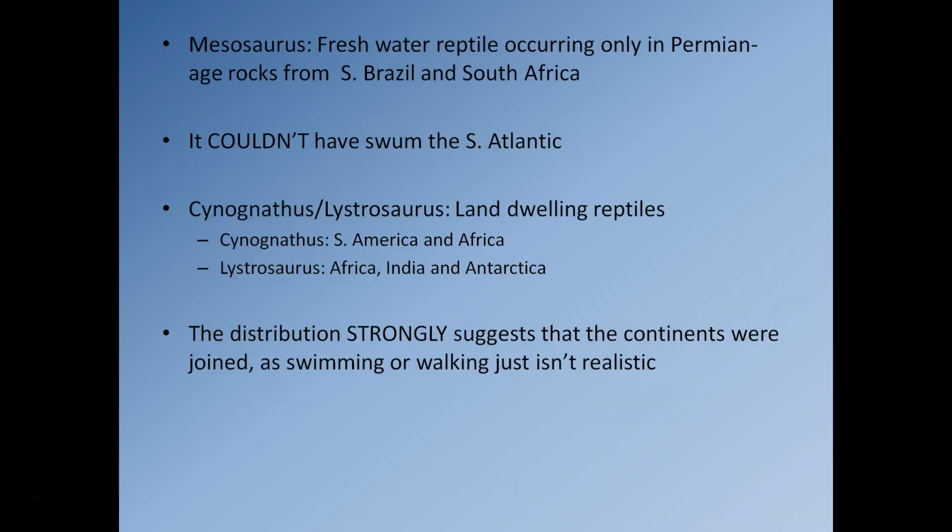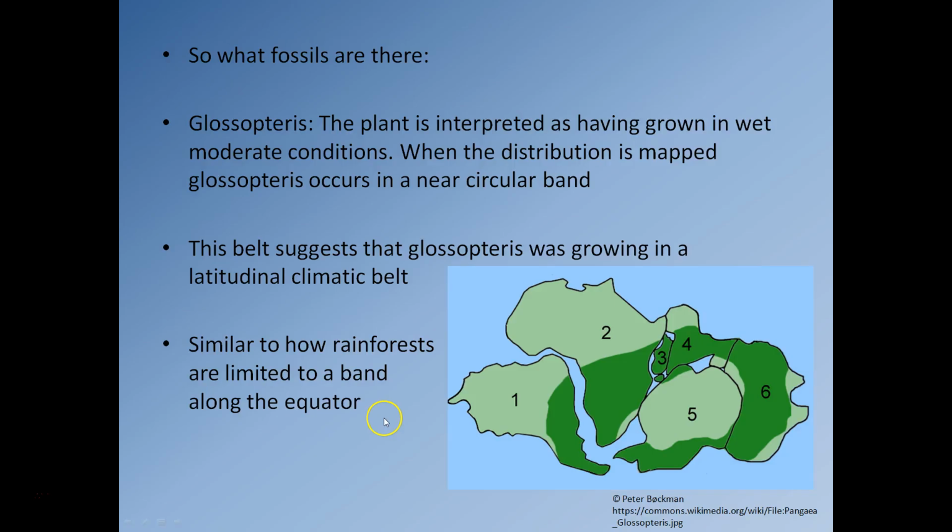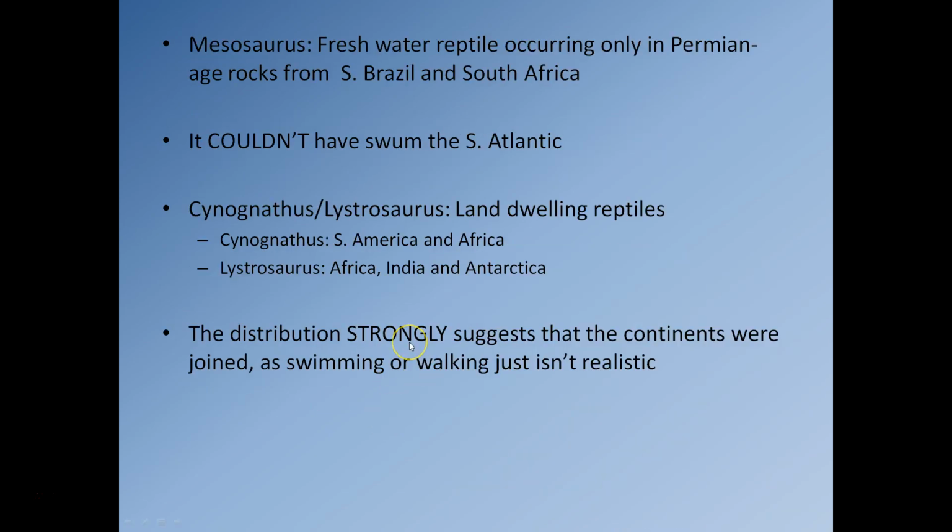So then we have Mesosaurus. That's a freshwater reptile that occurs only in Permian age rocks from southern Brazil and South Africa. So here we go, here's Mesosaurus there. So the first thing you're thinking is, right, marine reptile, it could have swum the South Atlantic. To which the answer is no.